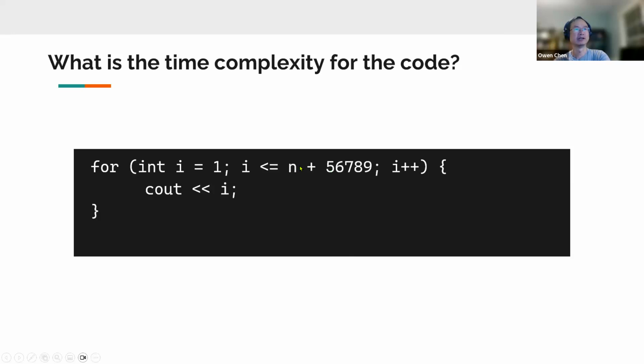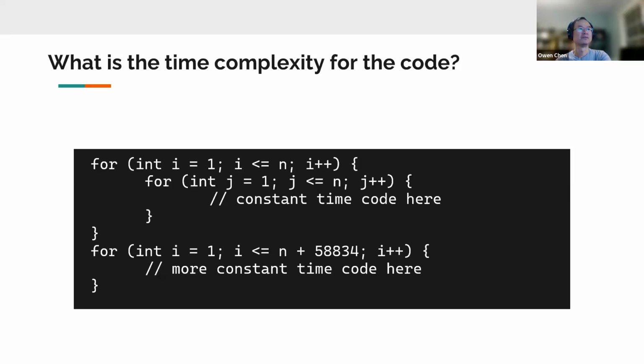Okay, how about this one? What's the complexity for this case? It's adding a big number. Okay, so adding a big constant number, as long as it's a constant, the answer is still O(n), right?